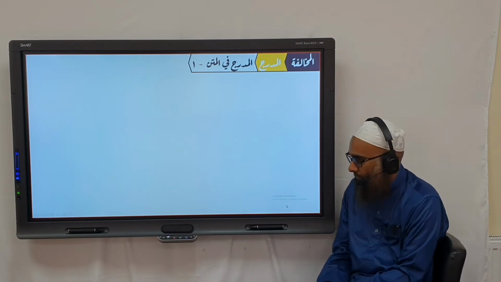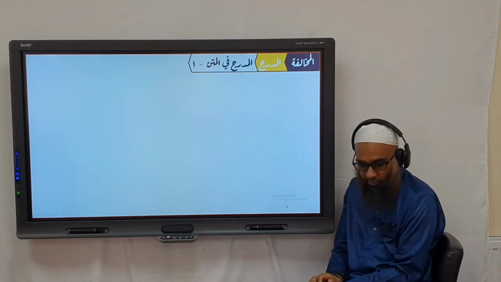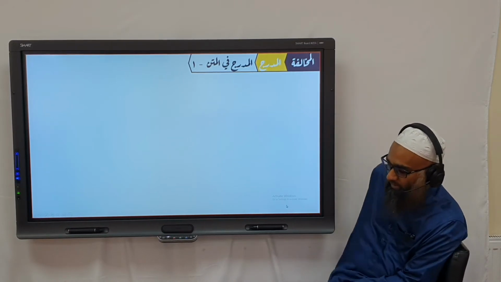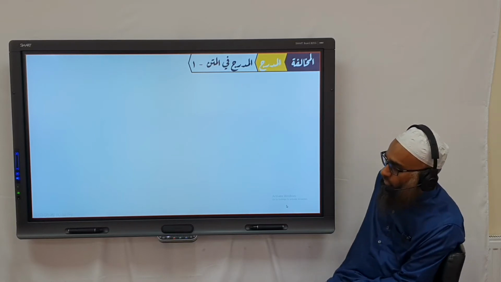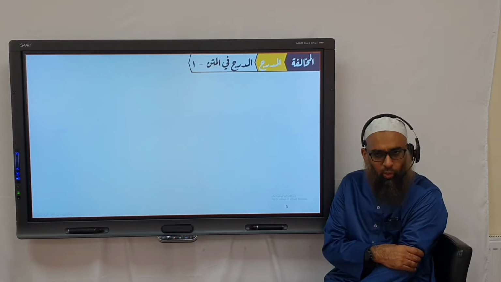So in the previous lesson, we were discussing mudraj, and we gave an example of mudraj fi ibtida'i sanad. We had a mudraj at the beginning of the sanad. We had a mudraj in the middle of the sanad, and now the example of mudraj at the end of the sanad. We did this by Bayquniya.